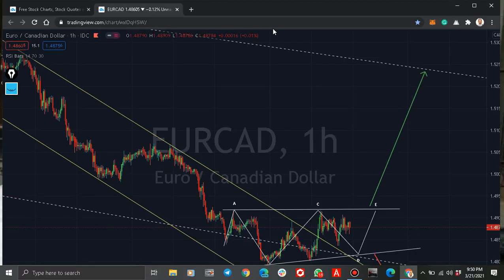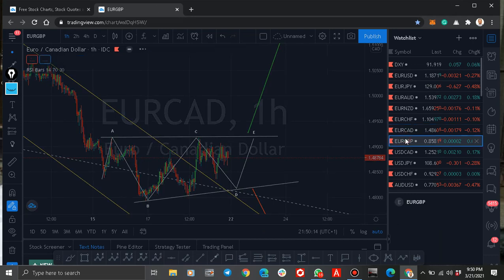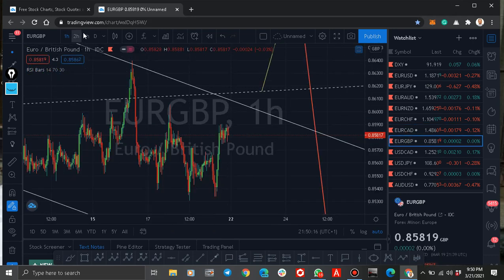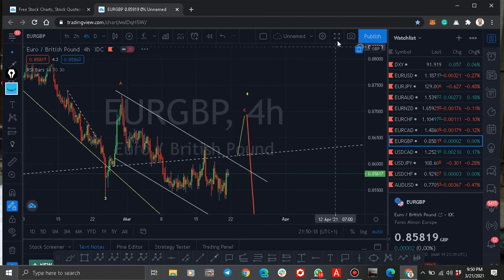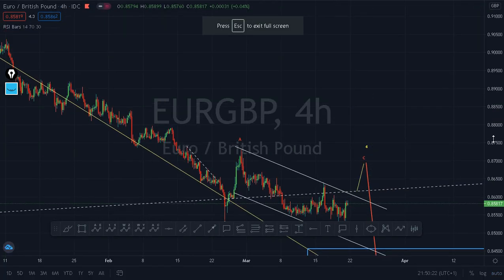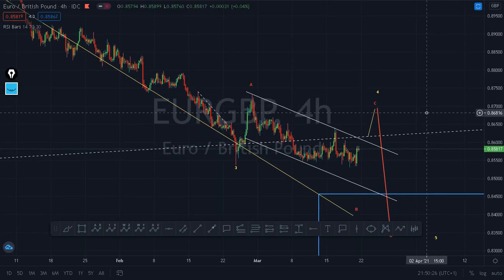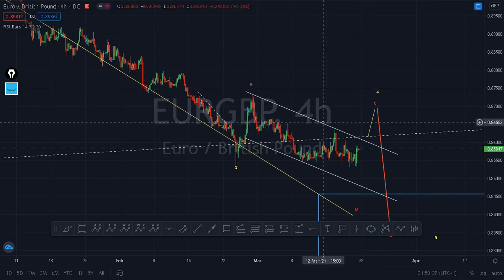The next is Euro GBP. Let me go back to 4 hours. Euro pounds. Another channel. And channeling is a good trading idea, but sometimes it wastes a lot of time. But channeling is good. One thing is sure.